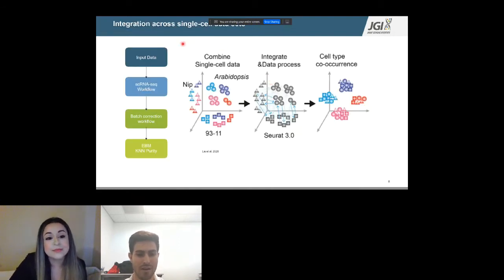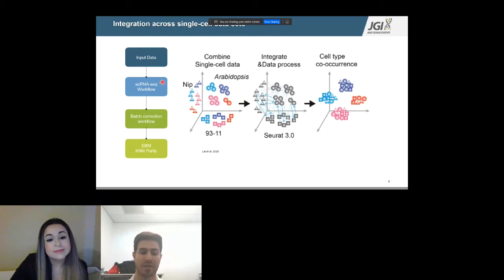Thank you, Maria. So what we wanted to develop was a way to evaluate the quality of integration quantitatively. So we selected this specific pipeline. The first step would be to take the input data and run it through an RNA sequencing workflow.